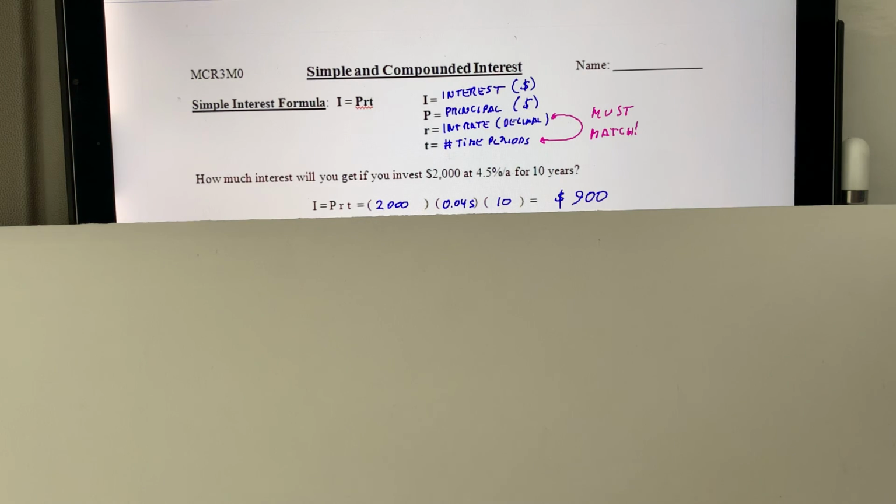Now, that's the part you have to be careful with. If they give you the annual interest rate, T is the number of years. If they give you the number of months that you're going to leave the money in there, you have to make sure that your interest rate is per month, not per year. They need to be connected.